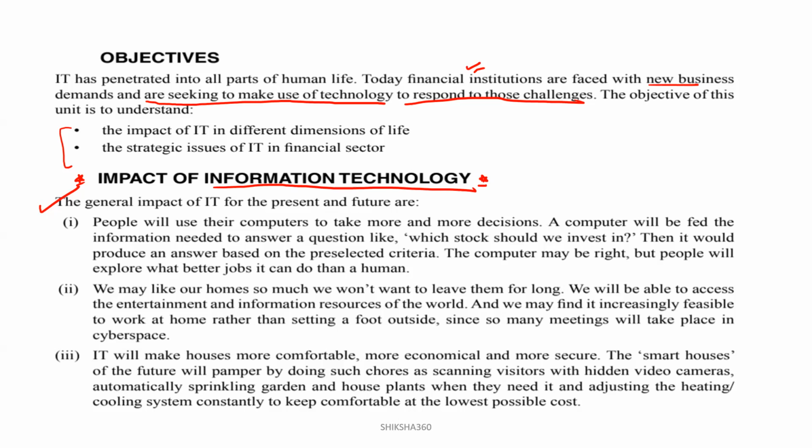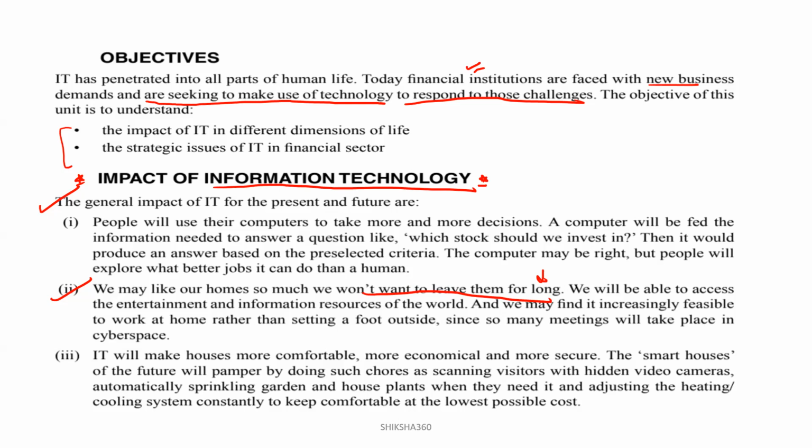Here, basically, all things will be checked on the computer. Like if you want to buy an AC, air conditioner, or any other thing, you can check on the internet and see the reviews of different people on which thing is better to buy. We may like our home so much that we will not leave it for long. We will be able to access the entertainment and information resources of the world, and we may find it increasingly feasible to work at home, since so many meetings will take place in cyberspace.